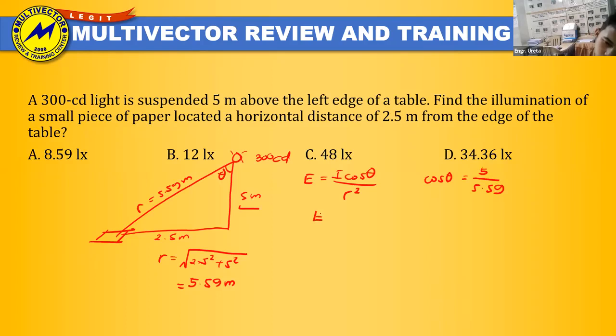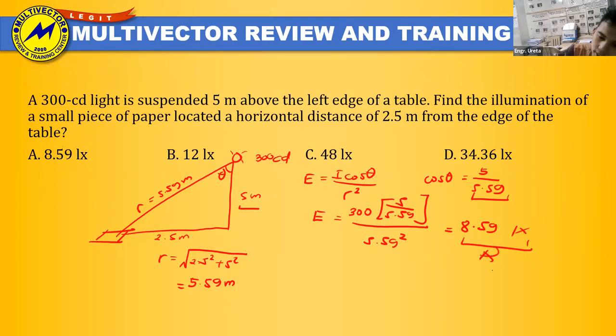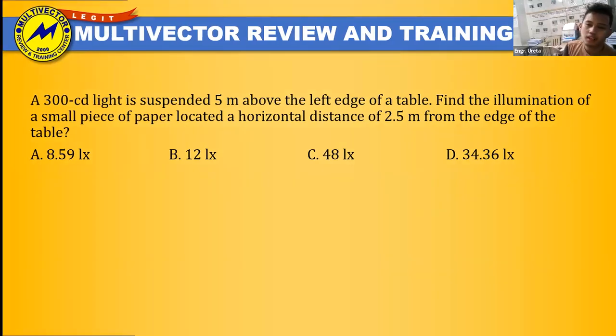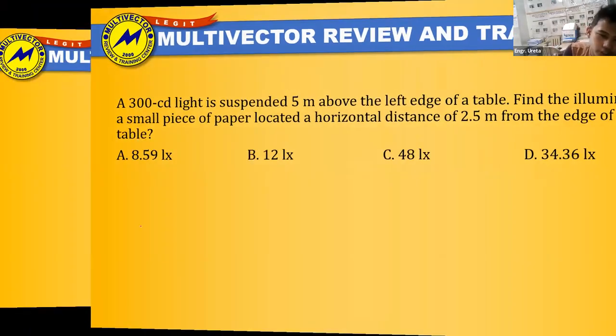So when we compute the illumination E, the intensity is 300 candela, cosine theta is the ratio of 5 over 5.59, over R squared, where R is 5.59. The answer is 8.59 lux. So letter E. That is our solution for problem number 96. Next is question number 97. We have a shunt motor.